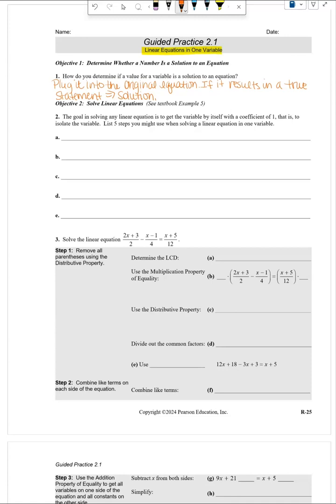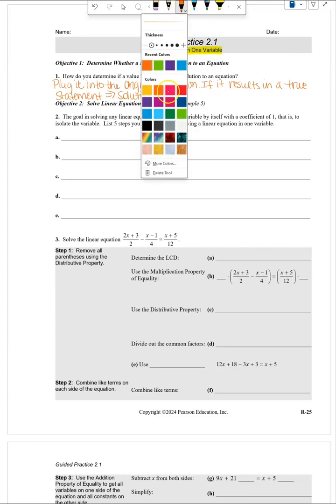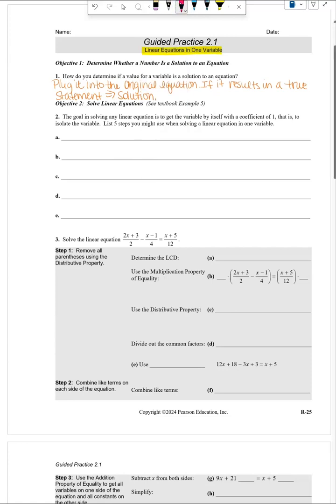Alright, so number 2. The goal in solving any linear equation is to get the variable by itself with the coefficient of 1. That is, to isolate the variable. List 5 steps you must use when solving a linear equation in one variable. So my first one that I listed would be to remove the grouping symbols.